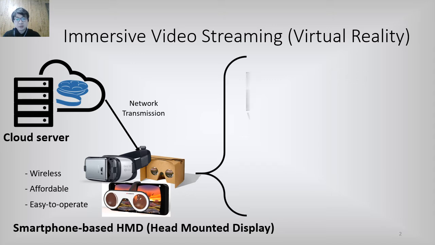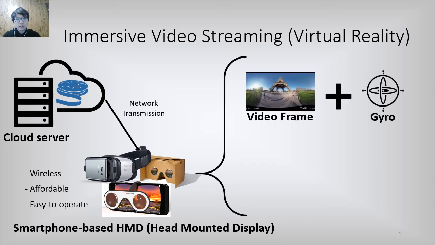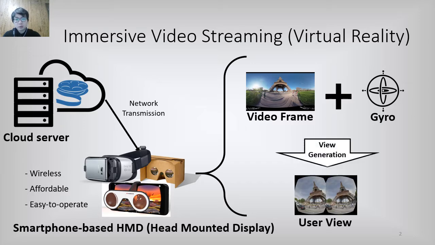Inside the HMD, the software will process the video frame and the hardware will record the user's head orientation. Then the whole system will generate the view for the users, and every time the users switch their views, the view will be updated so that they will feel like they are inside the video.